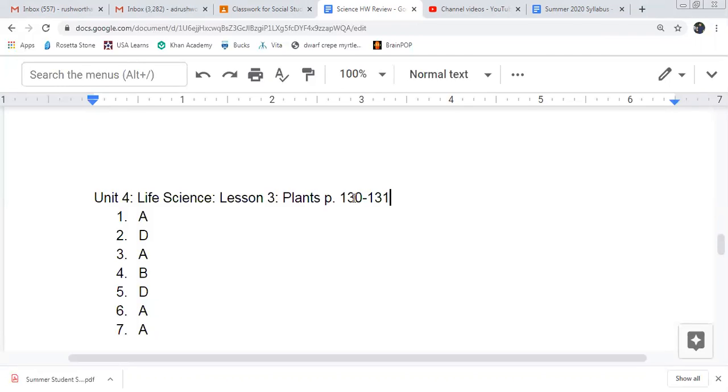All right, number 2, which explains why xylem can be found in a plant's roots? D is the answer. Xylem transports water from the roots to the leaves of the plant. Go back to page 128 again and look under the plant structures paragraph. Right in the middle is the answer. It says the functions of the roots are to anchor the plant in the ground and to absorb water and minerals that travel through the plant via the xylem.